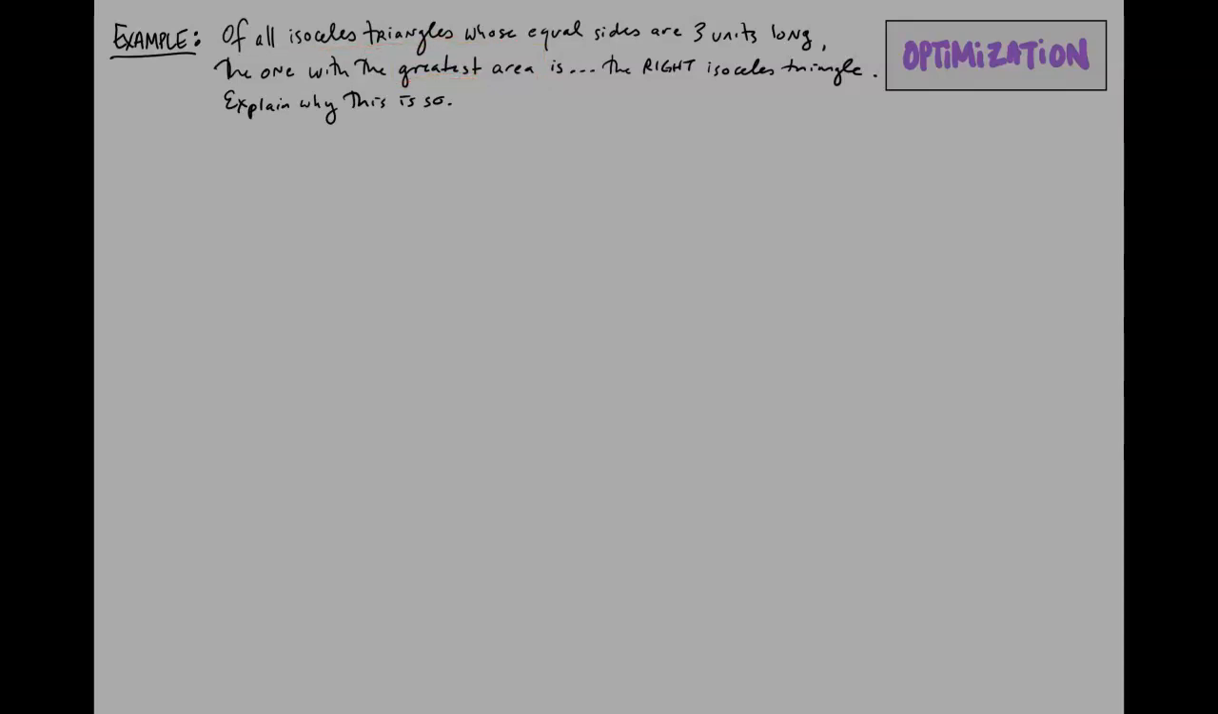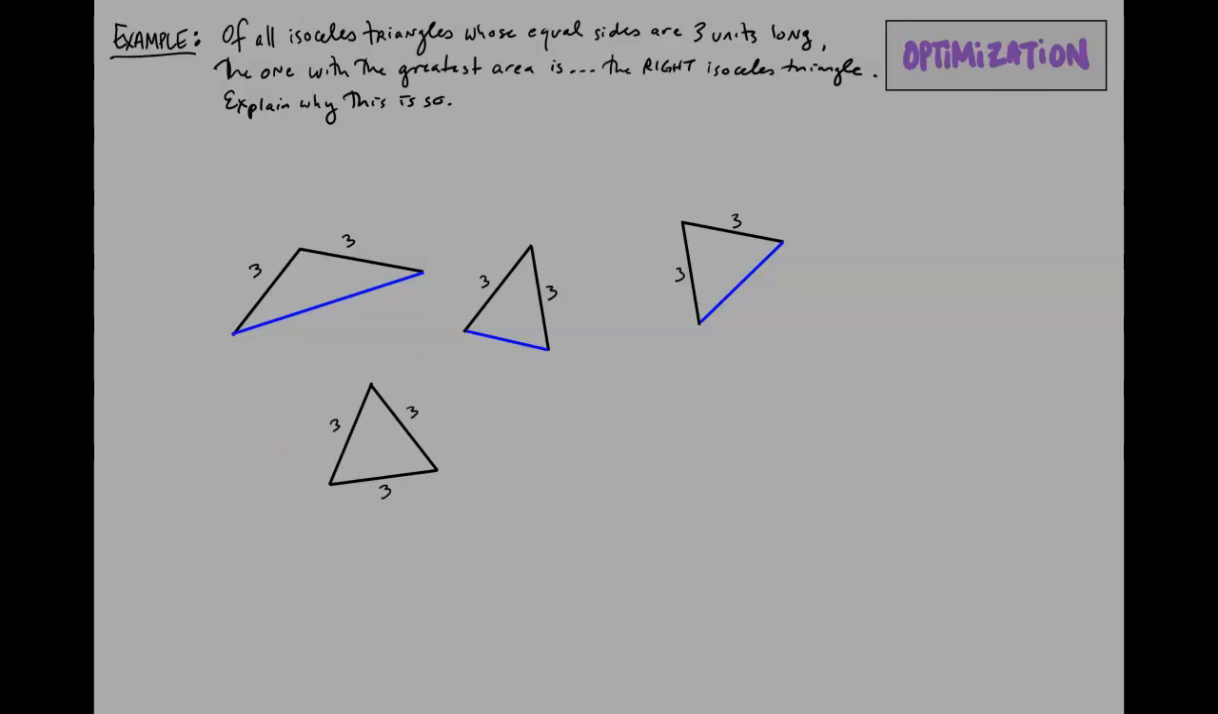And as always, let's screw around with the problem a bit just to get a feel for it. We're talking about isosceles triangles, all different varieties whose equal sides are 3 units long. So we could be looking at triangles like this, or this, or this, or even very special isosceles triangles like this equilateral triangle, or this isosceles right triangle. And of course, there are infinitely many other versions we could have. But the claim here is that of all of the infinitely many possibilities, the one whose area is maximized will be this one, the right isosceles triangle. And we need to prove this.